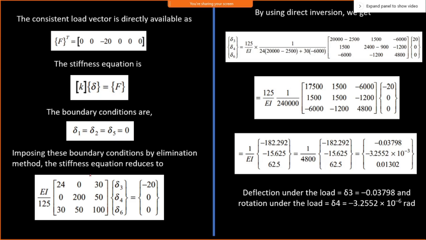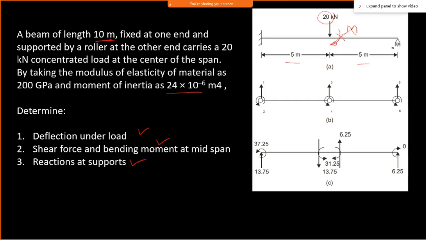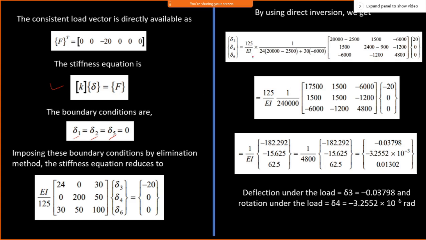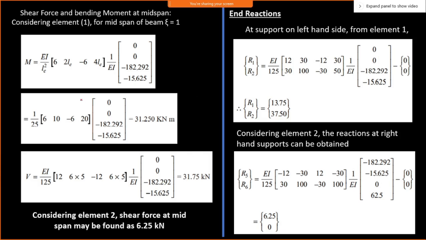Once we have got this global stiffness matrix, obviously we need to apply the boundary conditions. These boundary conditions are delta 1, delta 2, delta 5 equal to 0. Then only 3 degrees of freedom are left for us, because here at this boundary condition, the deformation is allowed, and the rotation is also allowed. So that's a 3 by 3 matrix. Then you can substitute all this and we'll get the deformations for delta 3 and delta 4, and delta 6 is nothing but a rotation.